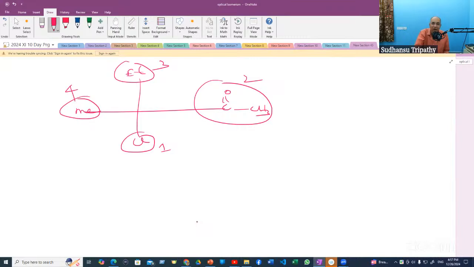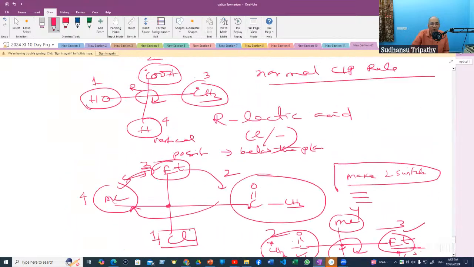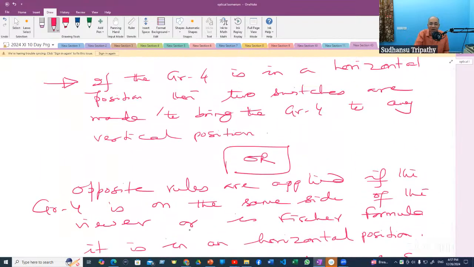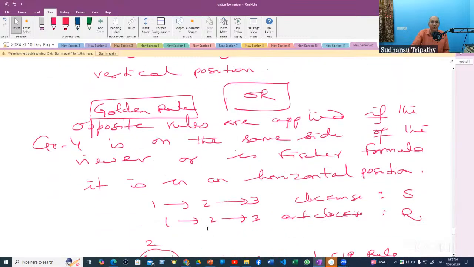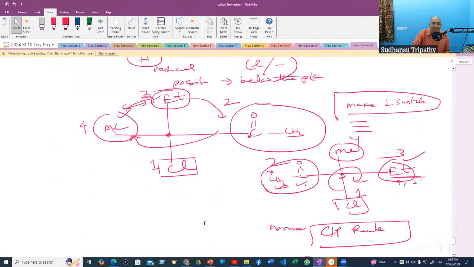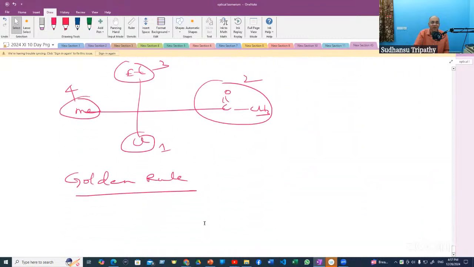Okay. So 1 to 2 to 3. Now we'll be using the golden rule, the cheating rule. Let us write down for our own sake, opposite rule or golden rule, just for the sake of fun, to distinguish between the normal CIP rule and the opposite CIP rule. Let us call it a golden rule, the cheating rule. So the golden rule we apply because it is in the horizontal position.